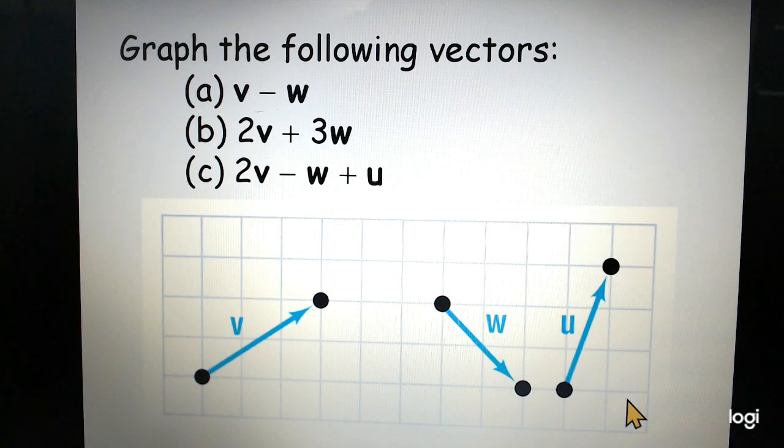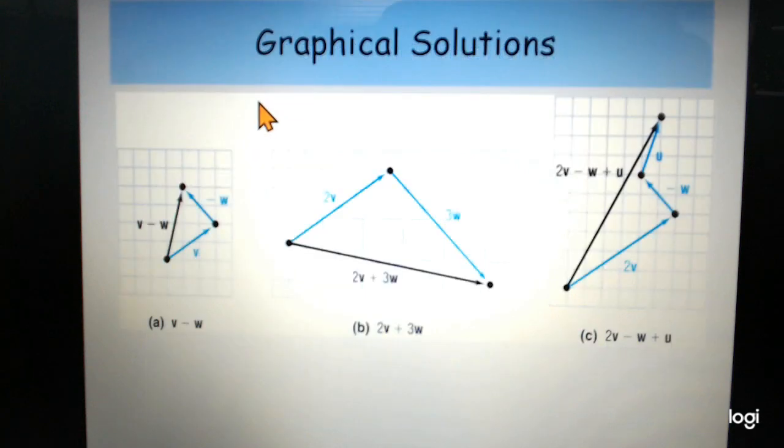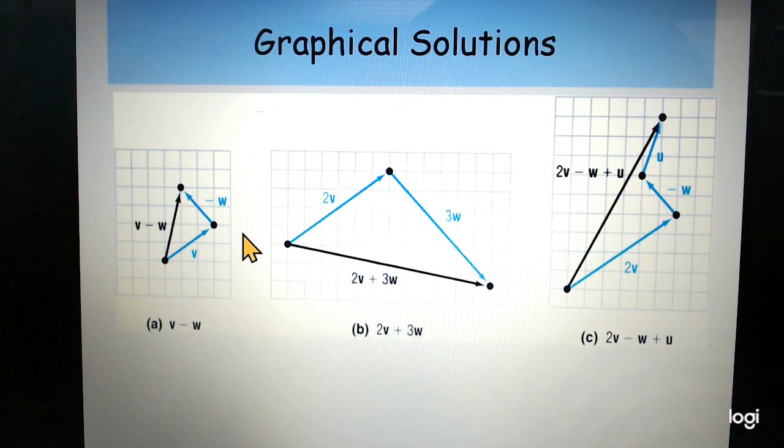Okay, graph the following vectors. We're given U, V, and W, and we're asked to make the graphs. So let's go ahead and do that. We're going to do this in 2 different ways. We're going to take a graphical approach, and then we're going to take a component by component algebraic approach. Okay, so here we go. Let's talk about V minus W.